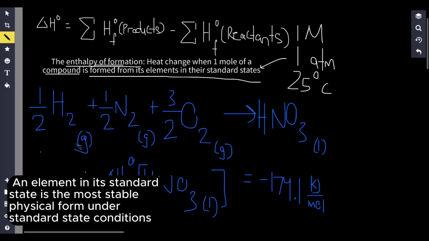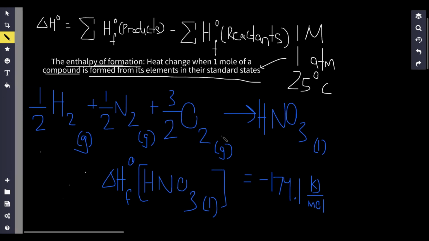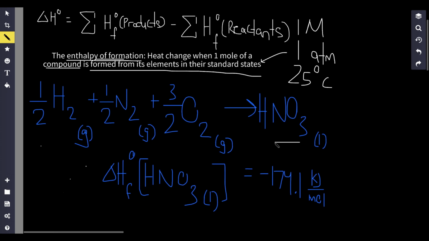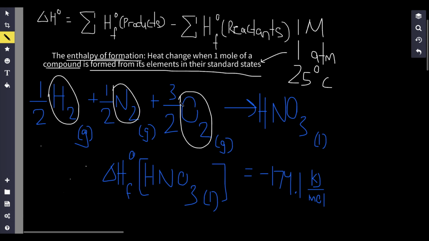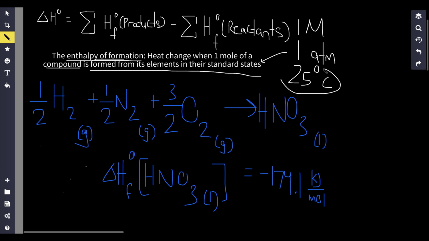Now, if we take a look at this reaction right over here, let's say we're trying to form HNO3, which is nitric acid. How do we do that? First we need some hydrogen, then some nitrogen, and finally some oxygen. These are the individual elements we need in order to form nitric acid. And at 25 degrees Celsius, standard state conditions, all of these are going to be gases.